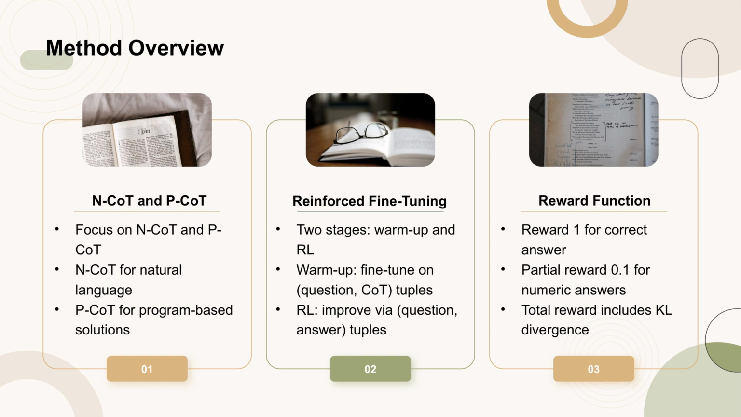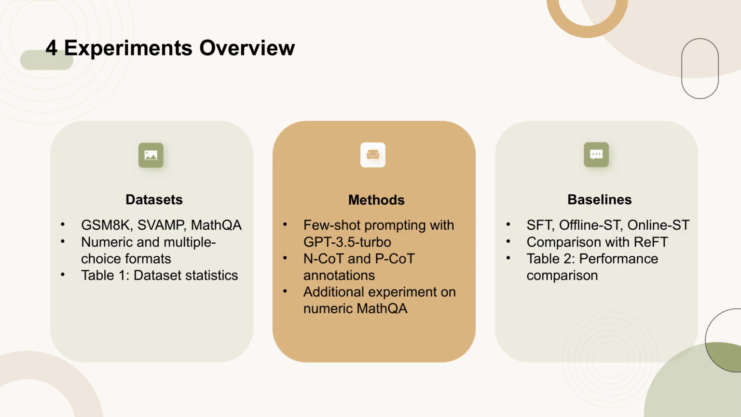The reward function is designed to give a reward of 1 for correct answers and 0.1 for partially correct numeric answers, with the total reward also incorporating the Kullback-Leibler divergence. In this section, we discuss the experiments conducted on 3 math problem datasets, GSM-8K, SVAMP, and MathQA. These datasets include both numeric value answers and multiple choice formats. Table 1 provides an overview of the dataset statistics.